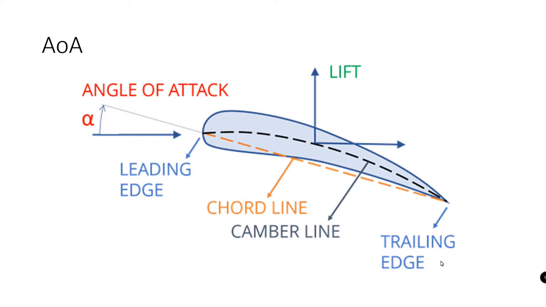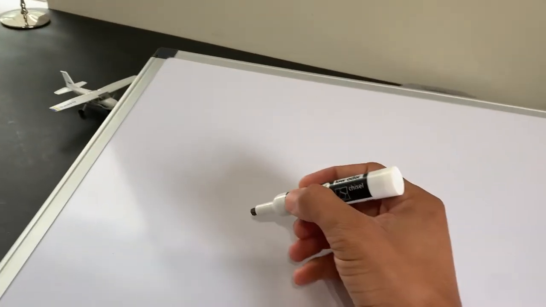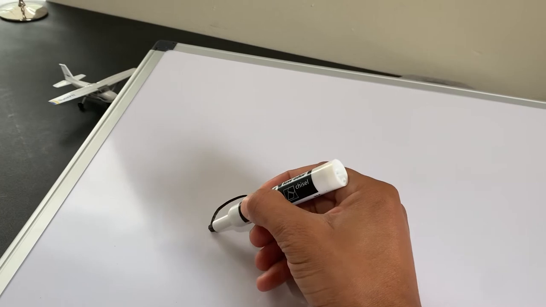All right, and now we're going to go to angle of attack. As you can see here, angle of attack. I'll again go to the board and explain some stuff on the board. All right, so angle of attack. I'm going to draw a wing here.